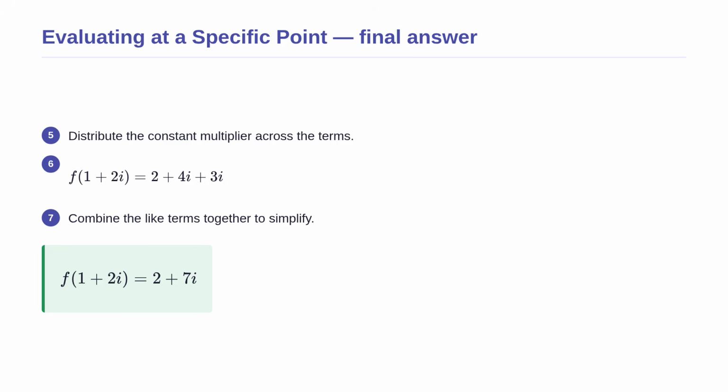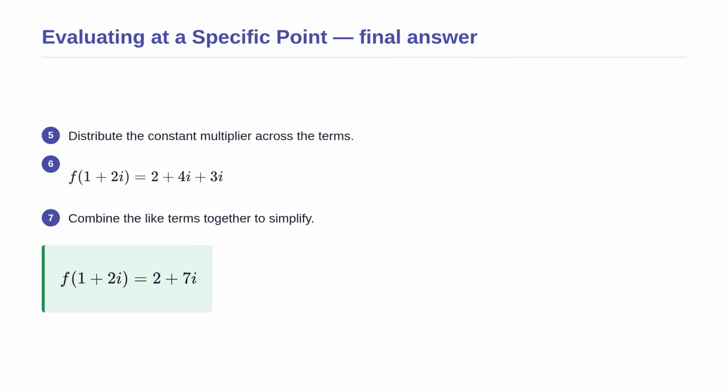Continuing with our calculation, we distribute the constant multiplier of 2 across the terms inside the parentheses. Multiplying the real part by 2 gives us 2. Multiplying the imaginary part by 2 gives us 4 attached to the imaginary unit. The extra imaginary constant at the end is simply brought down.